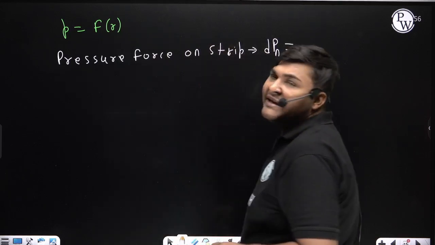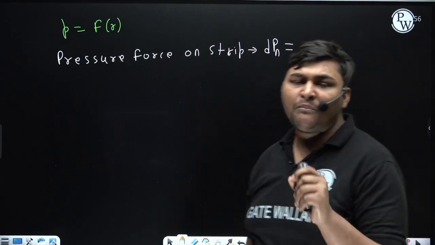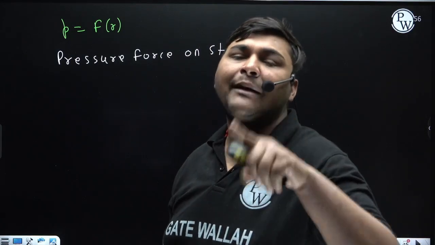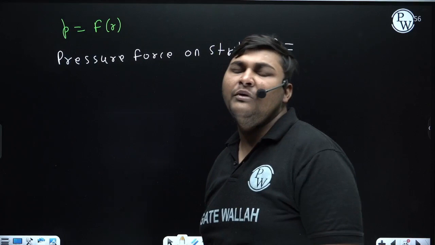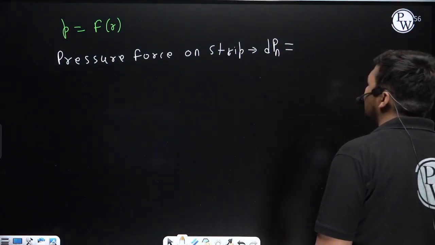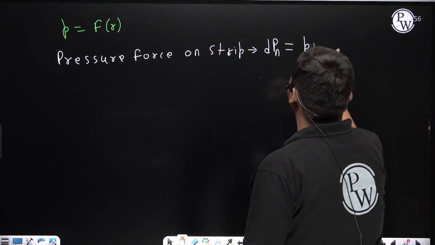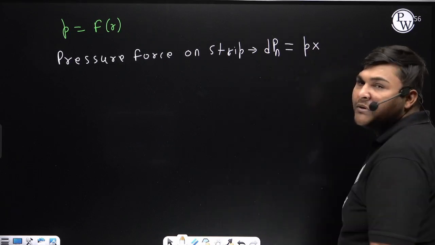Suppose I denote the pressure force on the strip as dP_n, because we are calculating for the strip, and the total pressure force as capital P_n. How do we calculate the pressure force on the strip? It will be pressure into area of strip. The pressure at radial distance r is small p, and what will be the area of the strip?